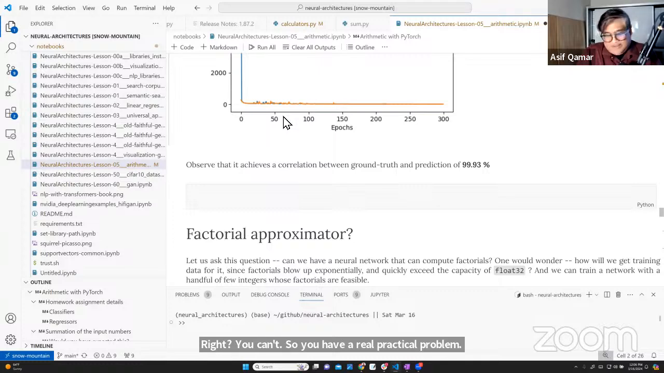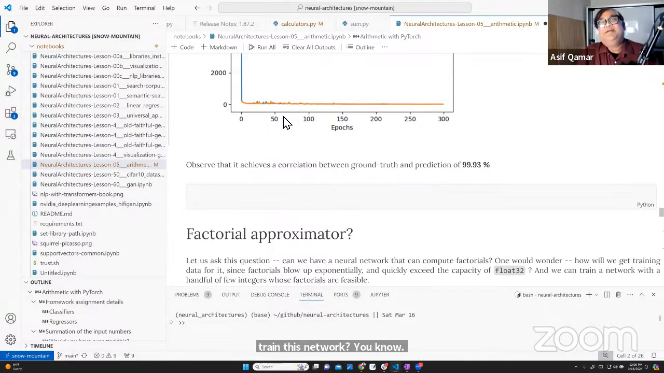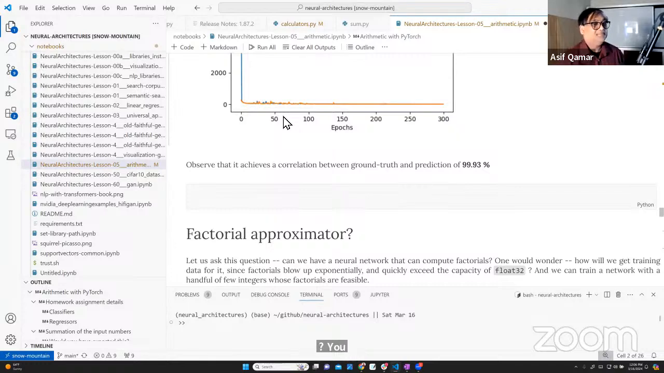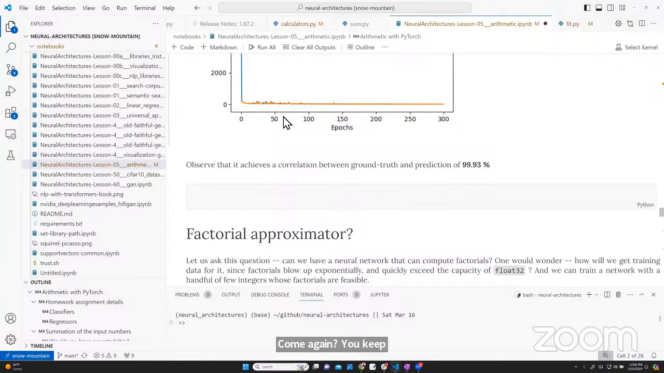So who would like to take a stab at this? How do you train this network? You can, right? Come again? Divided by a very big number. You keep thinking it doesn't help you. Go ahead. I think it has to do with figuring out. The network has to figure out what numbers it needs to multiply, rather than arriving at the answer itself.